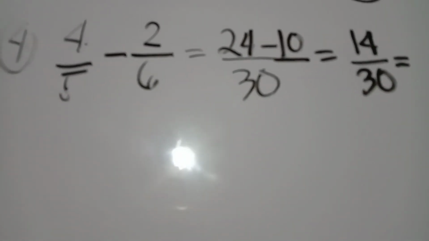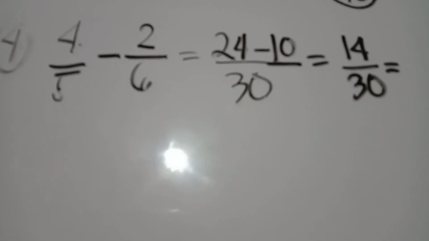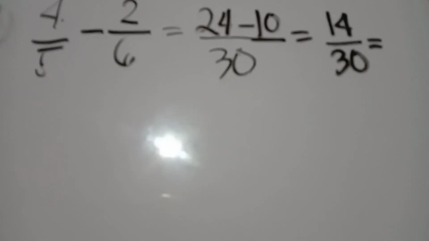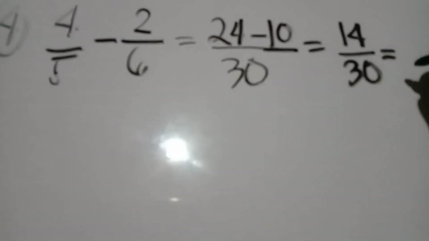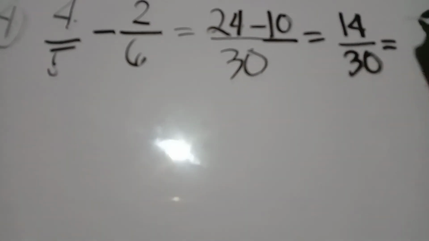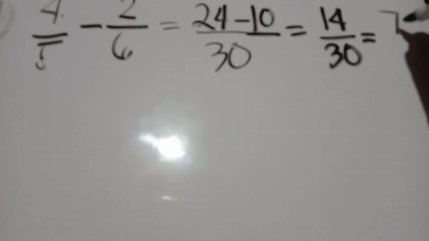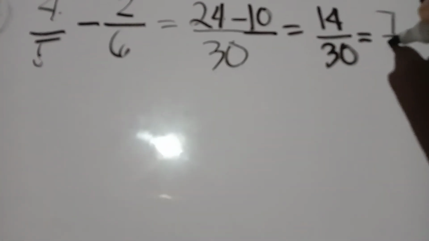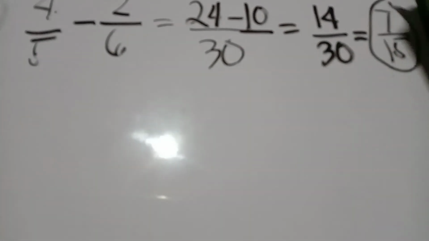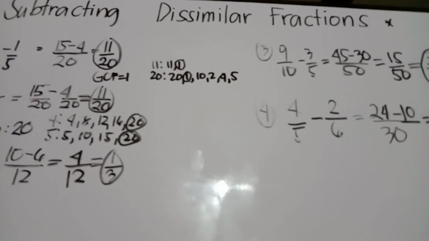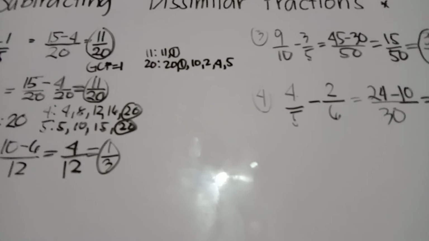Now try to check the fraction. 14 over 30 are both divisible by 2. So, ibig sabihin po niyan, hindi pa lowest term si 14 over 30. So, ang gagawin dyan, we will express 14 over 30 to lowest term by dividing both numbers by 2. 14 divided by 2 is equal to 7. Then 30 divided by 2 is equal to 15. So 7 over 15 is the answer. That's how we subtract dissimilar fractions.